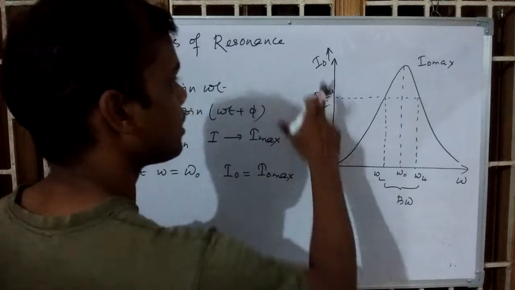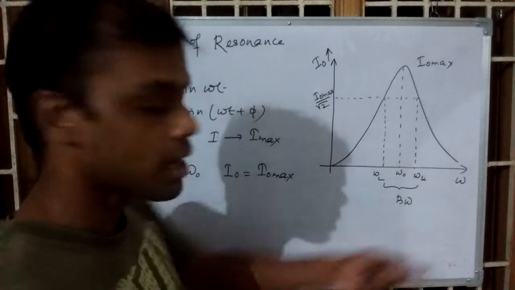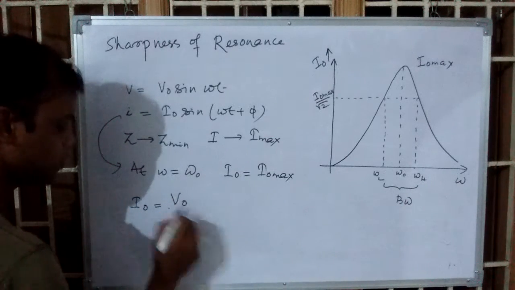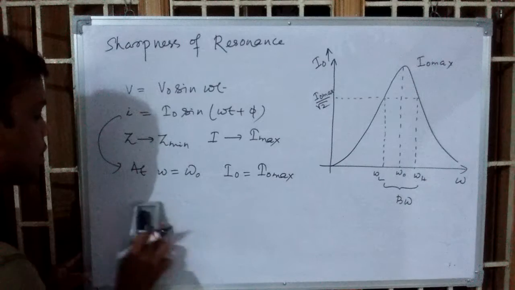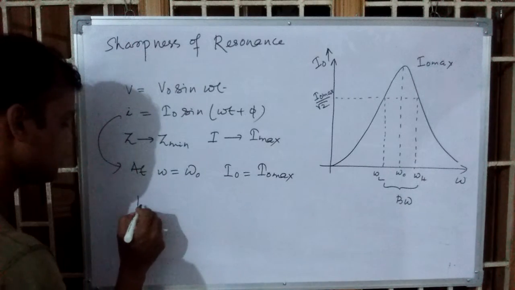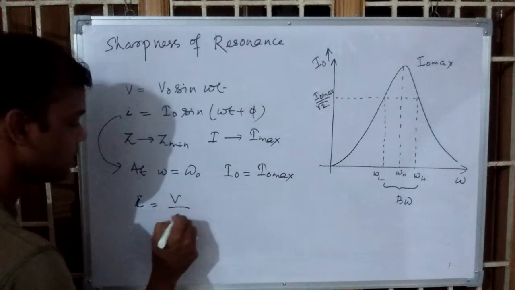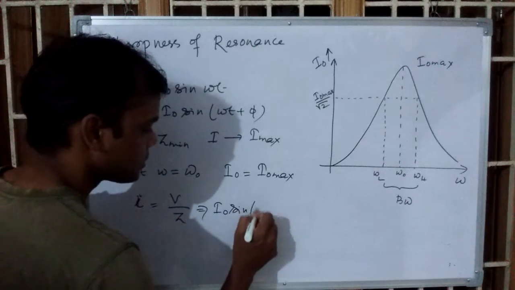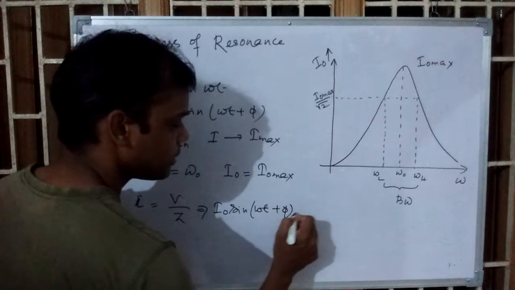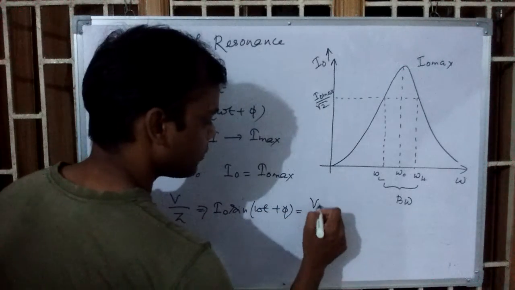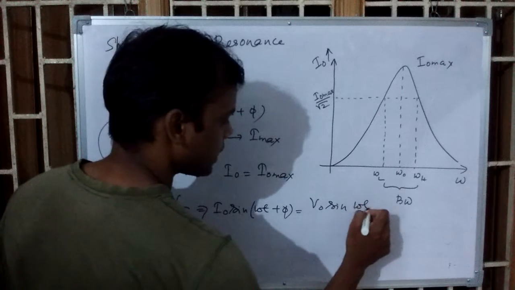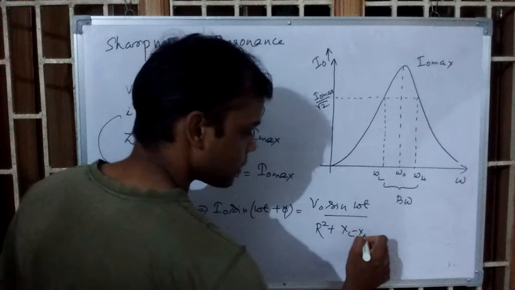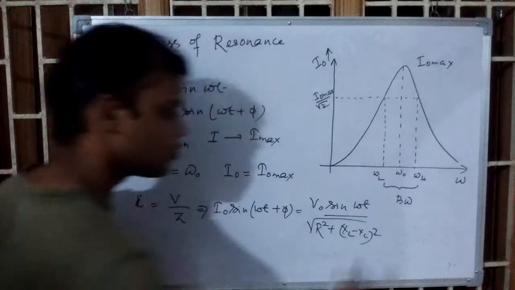You must be now thinking, how come I naught is dependent upon omega? Recall that I naught is equal to V naught. Okay, let me go in detail. I is equal to V by Z, which implies I naught sin(omega t plus phi) is equal to V naught sin omega t by Z. Z means square root of R square plus (XL minus XC) whole square.